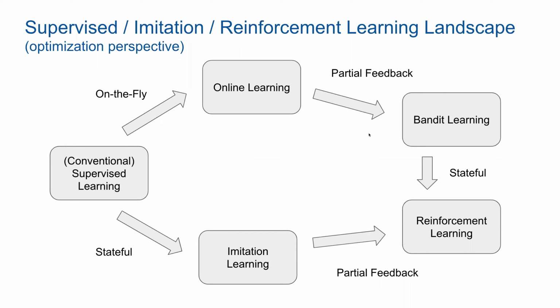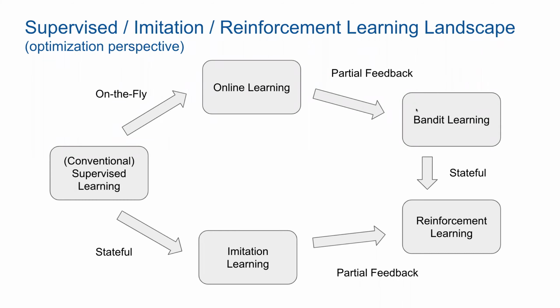And so we get to bandits when we have partial feedback online learning, where we only observe the reward of the actions that we took. Now, bandits and Bayesian optimization are stateless in the sense that, for the purposes of optimization, the time horizon of the rollout is 1, has length 1.